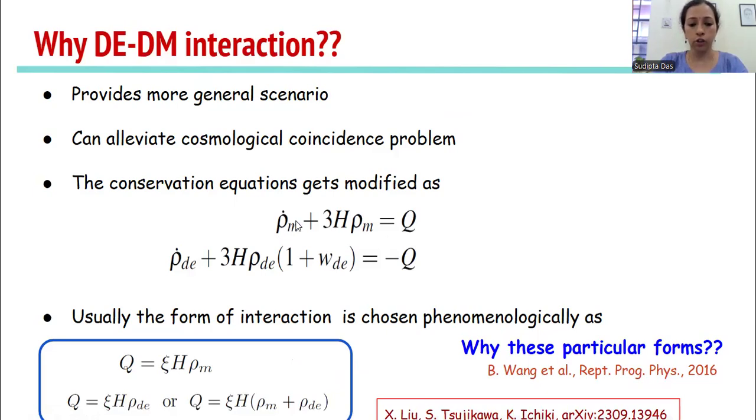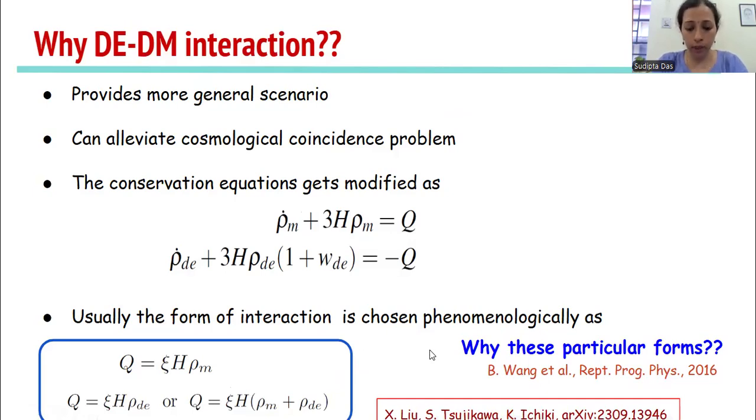If you look at the conservation equation, then one can understand that if this equation has to be dimensionally correct, then on the right hand side one should have rho m, and something which should have the dimension of inverse of time, and the well-known quantity is the Hubble parameter, which has the dimension of inverse time. So these phenomenological choices are the most popular ones.